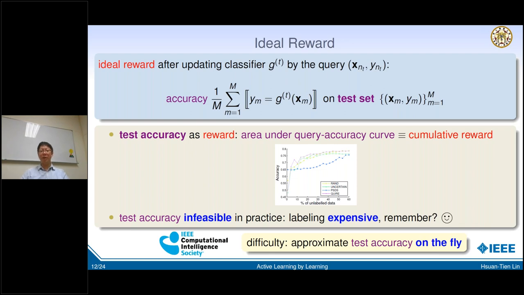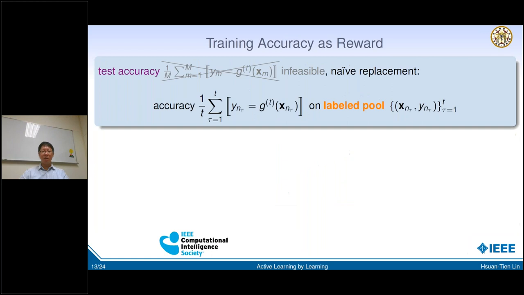So what we need to do is to approximate the test accuracy. We don't have a test set, so we need to approximate it. And also, we need to approximate it on the fly, meaning as we get more and more labeled examples, we need to try to approximate the test accuracy. So what do we do? Well, if we look at the examples that we have on hand, maybe the naive replacement of the test accuracy is the training accuracy, or the accuracy on the labeled data. In each round of active learning, we get some more labeled data. We consider those labeled data as a labeled pool and evaluate the accuracy on this pool. Maybe we can just replace the test accuracy with this training accuracy as a reward and solve our problem.